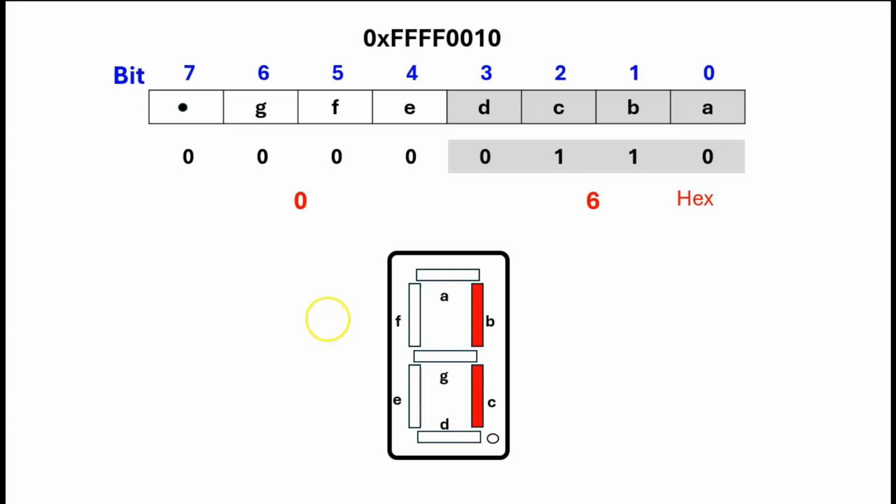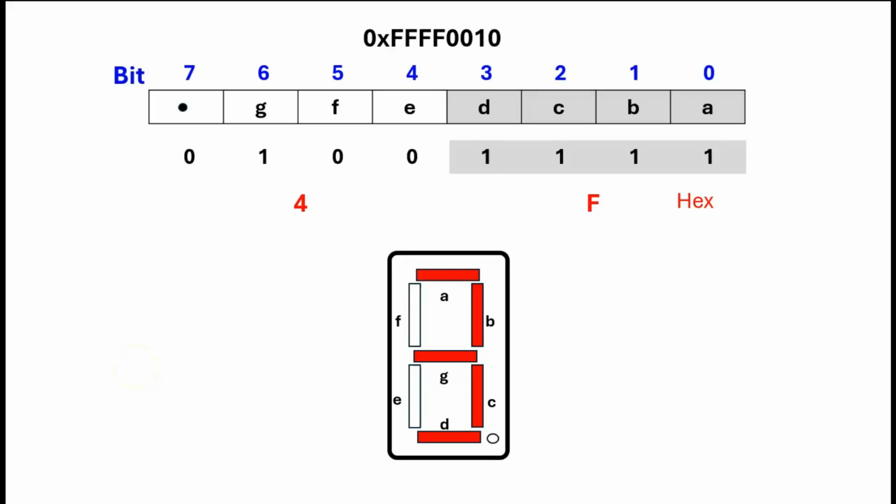So if we set, for example, bit 1 to a 1, and then bit 2 to a 1, we will get a binary of 0, 0, 0, 0, 0, 1, 1, 0. And in hex, that would be 06. And with this binary pattern, we will then get a decimal 1 display on the 7-segment, as shown here.